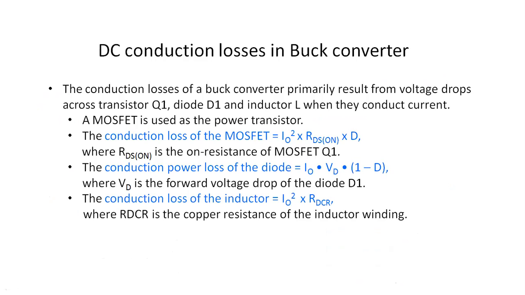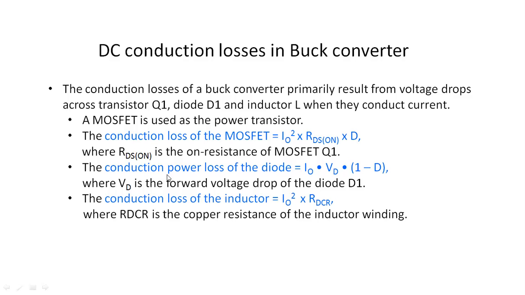The conduction losses of the buck converter result from the voltage drop across the transistor, diode and inductor. Because when they conduct current, there will be conduction losses in the buck converter. And here we are using a MOSFET for the power transistor. So the conduction loss of the MOSFET has the formula IO square into RDS into D. DS is drain and source, the on-condition resistance. So we can say it is the on resistance of the MOSFET Q1.